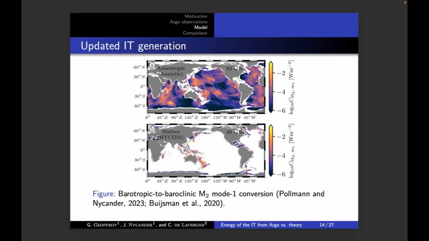I have recently been updating this model by using the new anisotropic conversion rate that has been computed by Frederica. As she explained, the computation cannot be applied to the shelf slopes, so she masked this out. Instead, what I use in these places is the conversion rate from the ICOM simulation. That is only for the M2 mode 1 internal tide, and I use it as a demonstration just to show how this works.